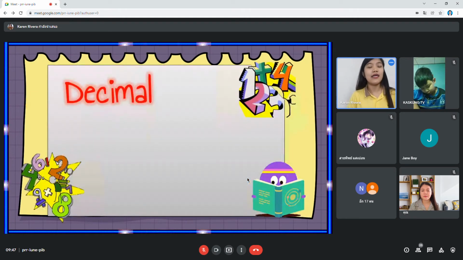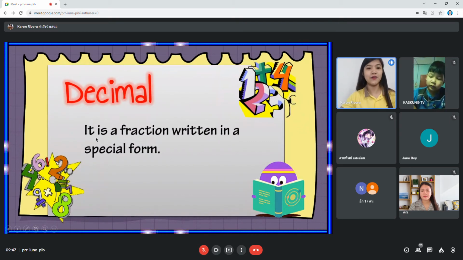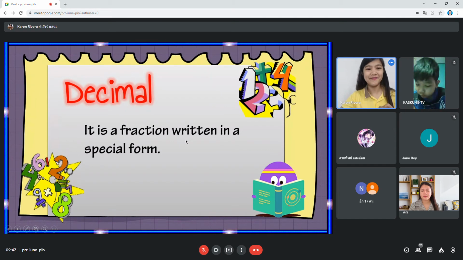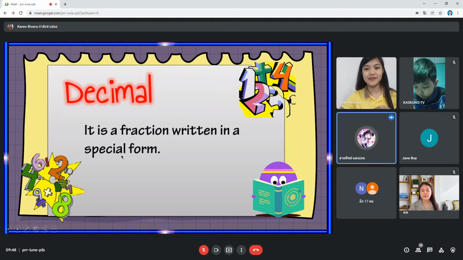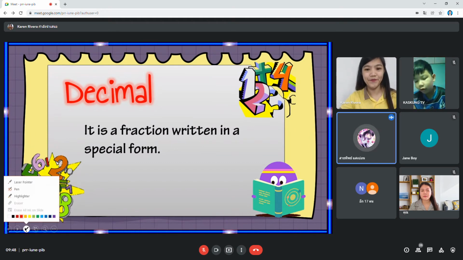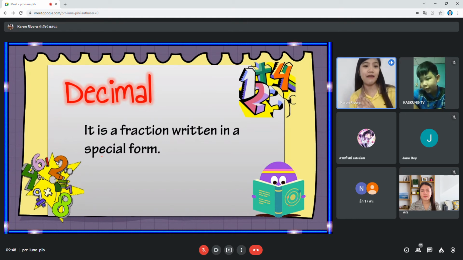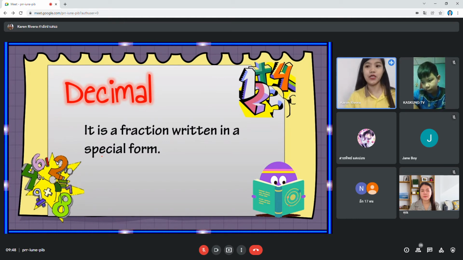And let us define what is decimal. When we say decimal, can you read it? It is a fraction written in a special form. Okay, very good. So, teacher, what does it mean? When we say decimal, it is a fraction written in a special form, meaning you can write a number through decimal or by a fraction. Later we will talk about it.